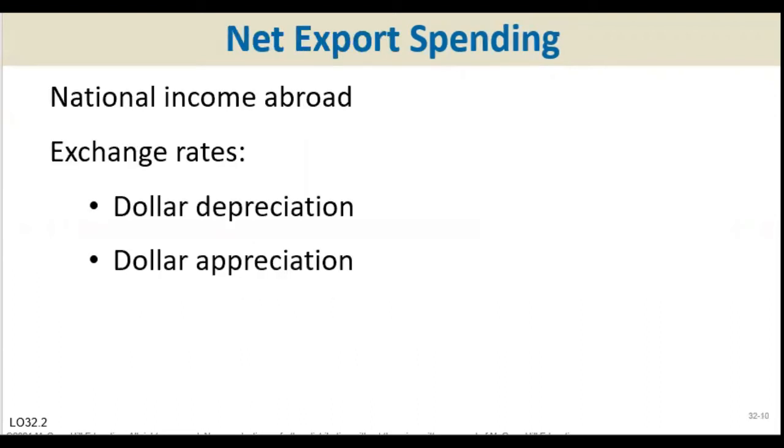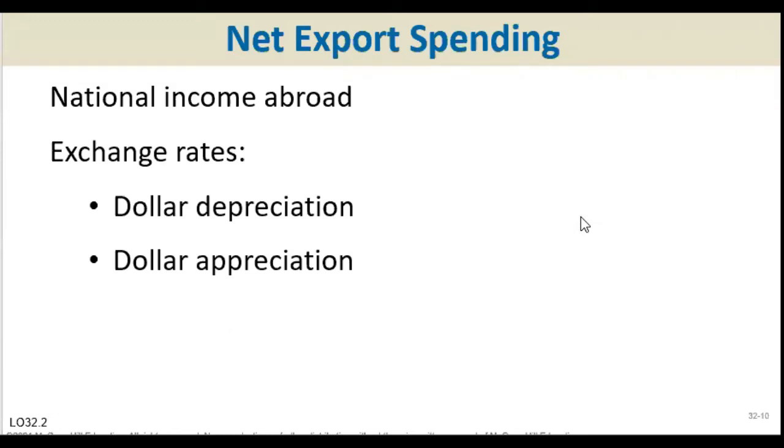The last variable is the X sub N, the net export spending. If net export spending rises, aggregated demand will rise. And if net exports decline, aggregated demand will decline.